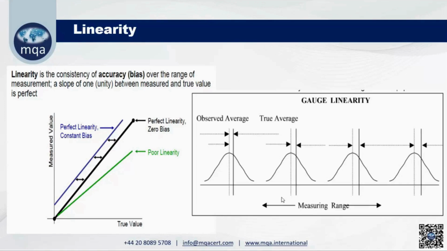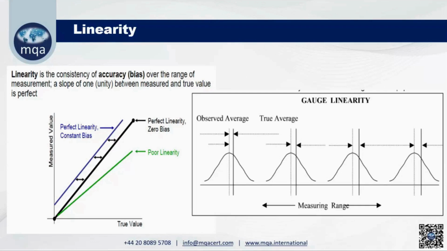So this is the measuring range. Initially it was this, then it goes bigger, and every time it is adding on. So bias is adding on over the range.